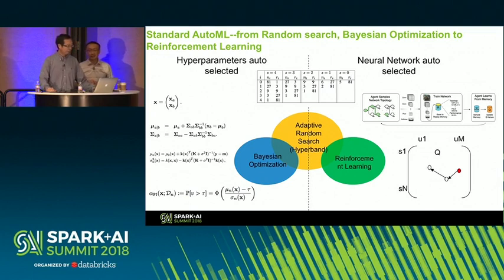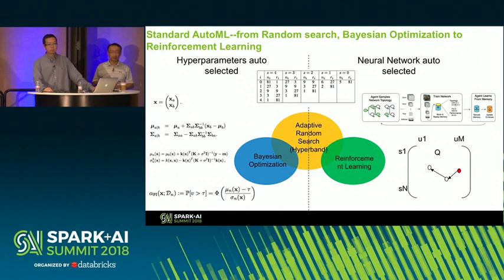Now let me introduce the hyperparameter search and the neural network search, also called AutoML. We call it standard AutoML because we want to compare it with the transfer, high-performance AutoML. For standard AutoML, we have implemented three methods: random search, Bayesian optimization, and reinforcement learning. For random search, we implemented Hyperband, which is a multi-armed bandit method.